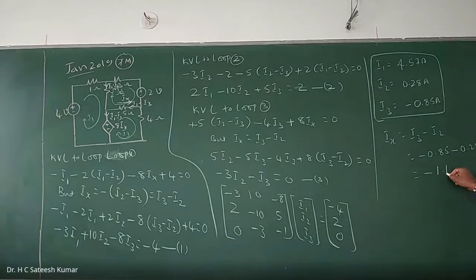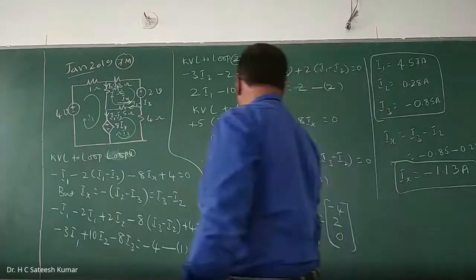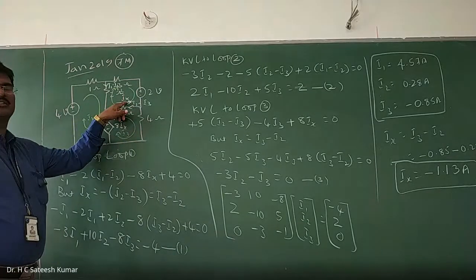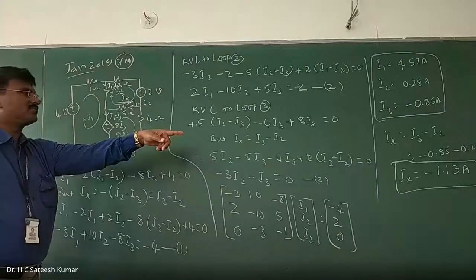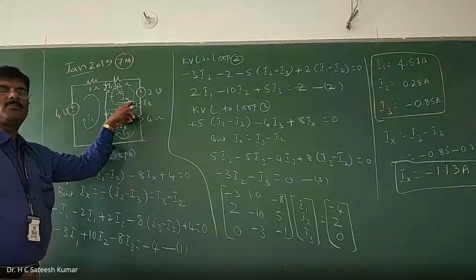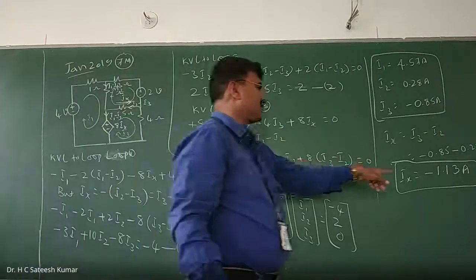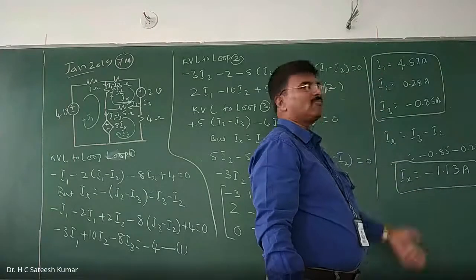Minus 1.13 amps. This is your Ix. That means Ix is minus 1.13 amps, and it is having a negative sign. It is understood that the current flowing is opposite to the assumed direction. He has given the direction of Ix in this direction, but actually current is going in the other direction. That negative sign indicates current is flowing opposite to the given direction. Notice that Ix is having a negative sign, right? That's how we should solve it, and this will fetch you the 7 marks for this problem.